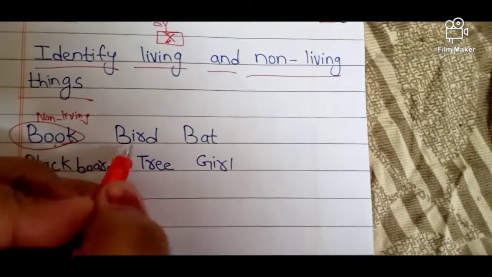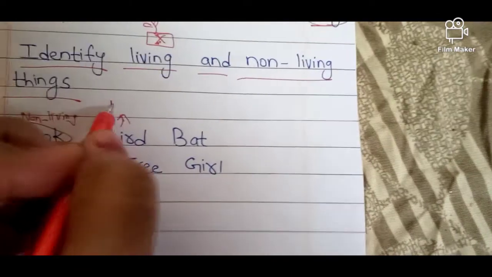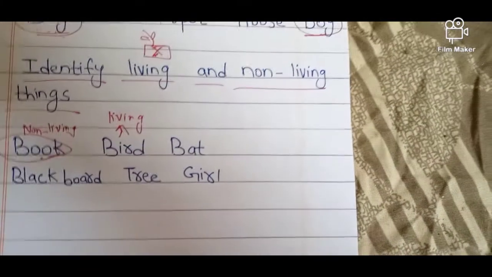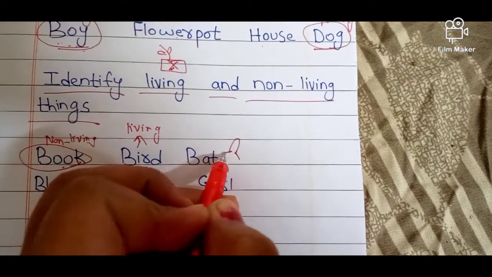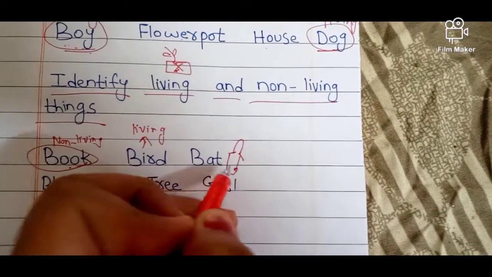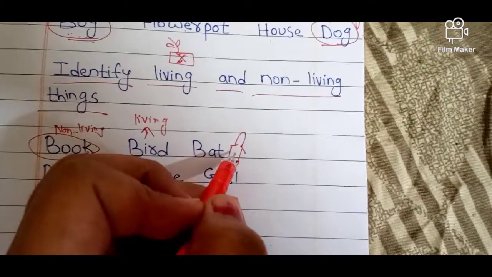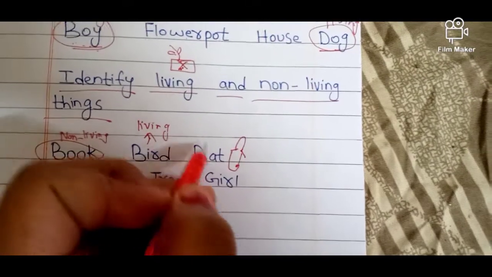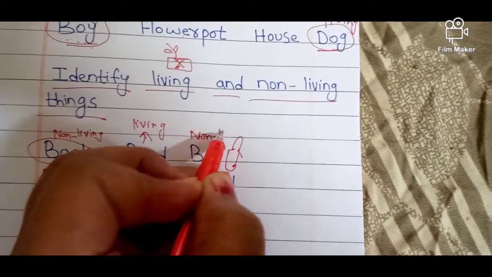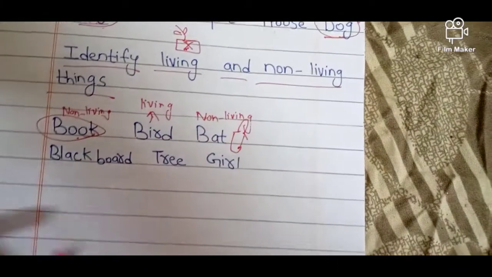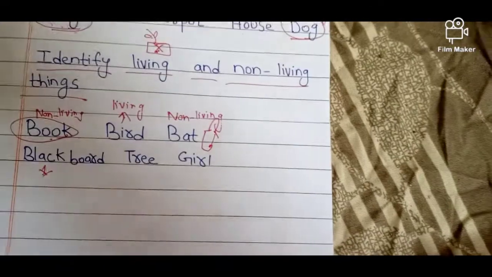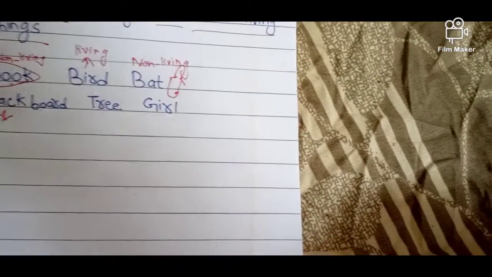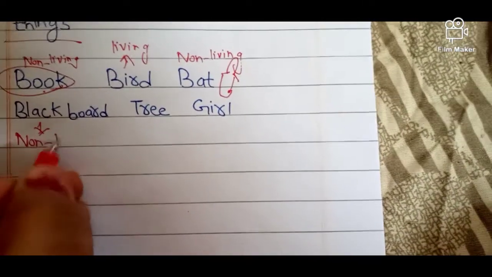Okay, children? Whereas bird, yes, a bird is a living thing. We have seen a bird eating. Bat, I mean the bat we play with, not the bird. This one, bat. Have you ever seen a bat producing babies or eating food or moving on its own? No. So this is a non-living thing. Blackboard. Have you ever seen a blackboard eating or growing on its own, producing babies? No. So a blackboard is also a non-living thing.